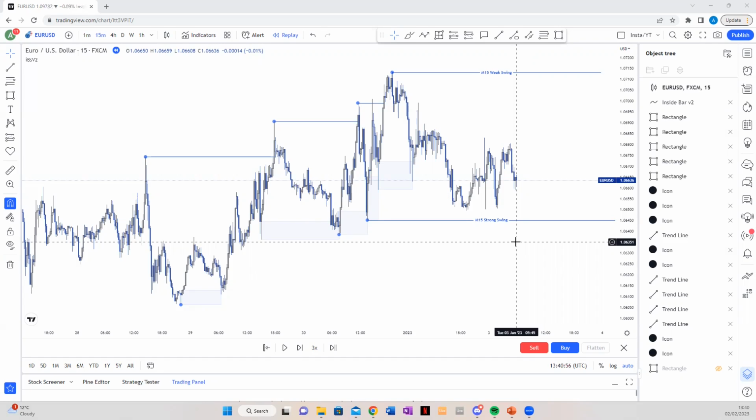And I thought it was a really good example of how you can use internal structure and swing structure together to really have a good understanding of what the market is showing you in terms of price action. So as you can see from this example, I've just marked out some quick market structure. We are on the M15 timeframe.